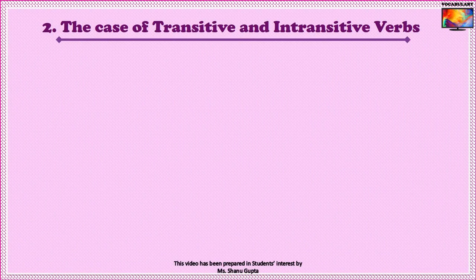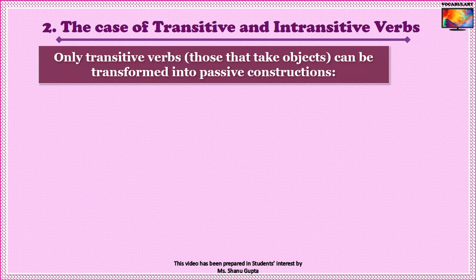Only transitive verbs, those that take objects, can be transformed into passive constructions. In the following sentences, for instance, no passive construction is possible as the verbs are being used intransitively, that is, without an object. Birds fly in the sky. Here, the phrase in the sky is not an object. It's just a prepositional phrase.